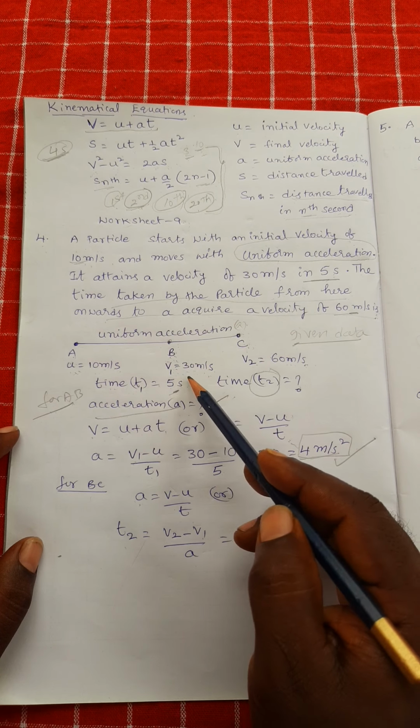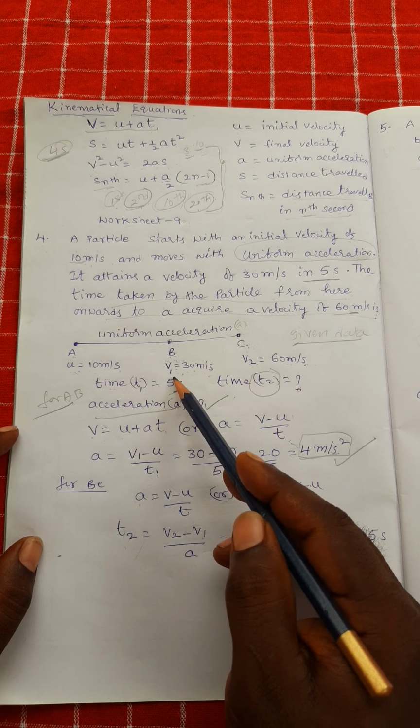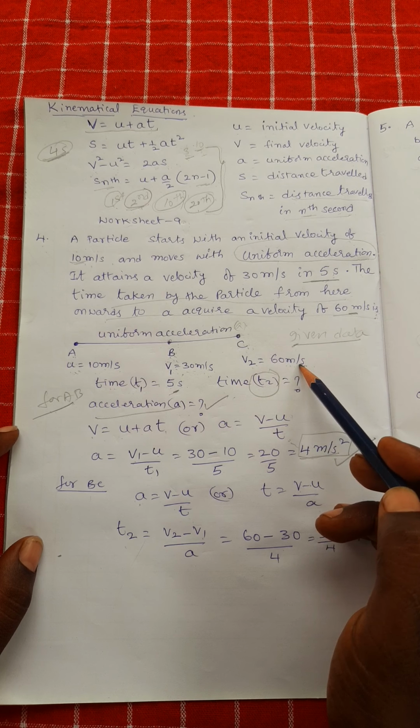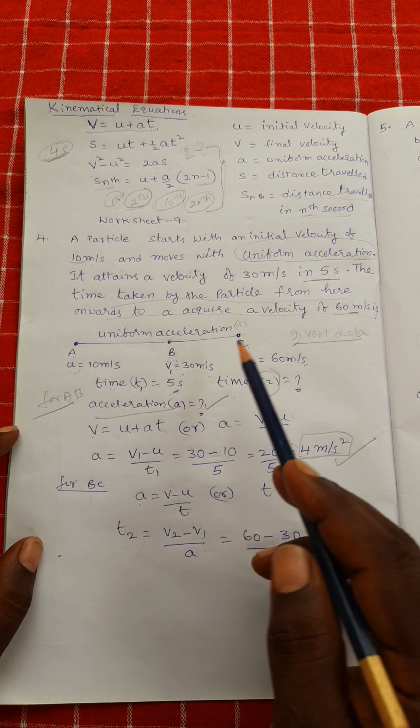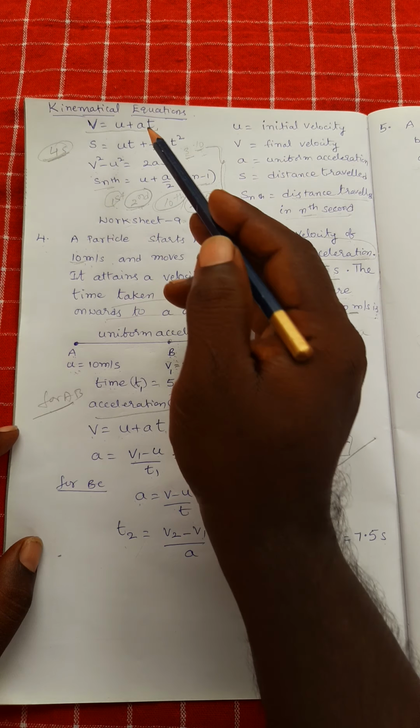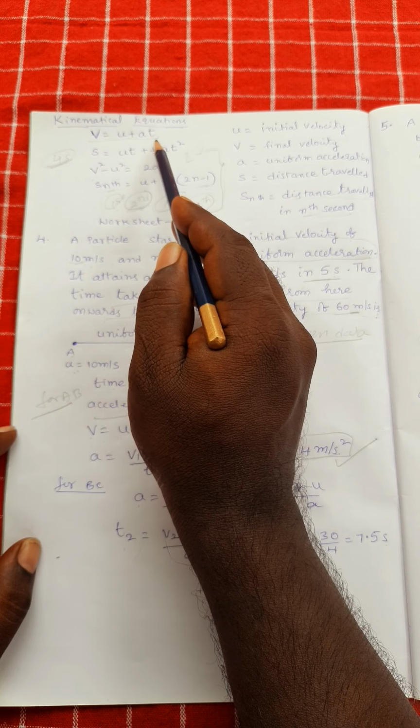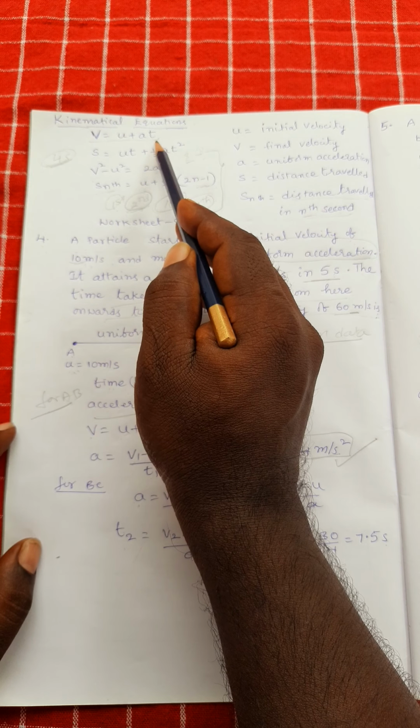Means from B, V1 is the initial velocity and V2 is the final velocity. We have to find the time. So here also we have initial velocity, final velocity and time.